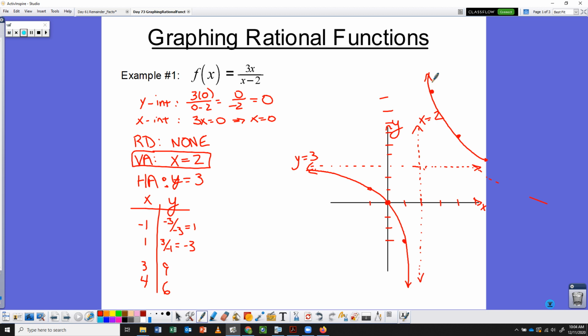So again, make sure that you're putting a label on this. You want to put the full original equation somewhere on the picture. f of x equals 3x over x minus 2. And I have already labeled my x and y axis, so this is now a complete problem. There were no removable discontinuities, so I don't have to go back on my graph and make any holes.